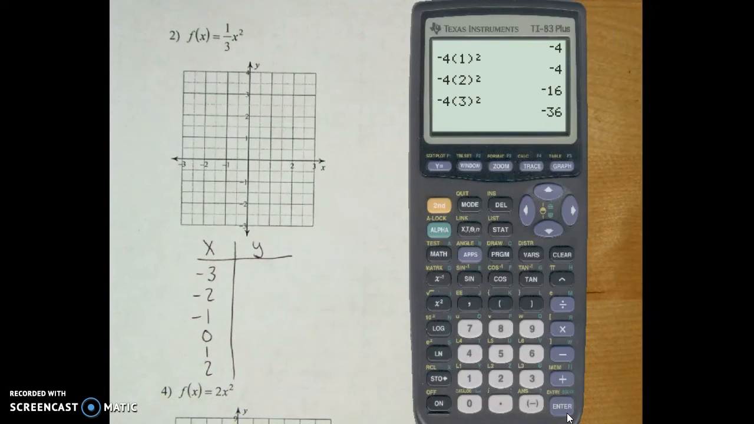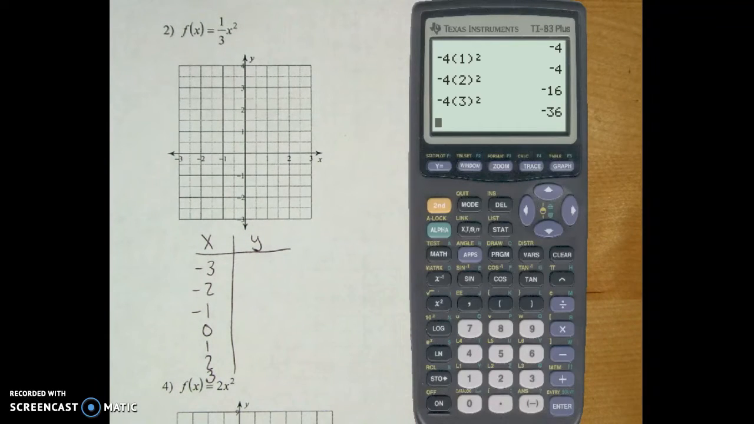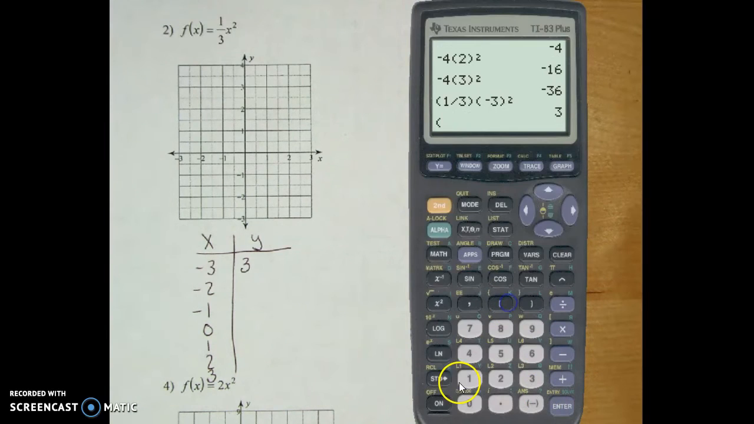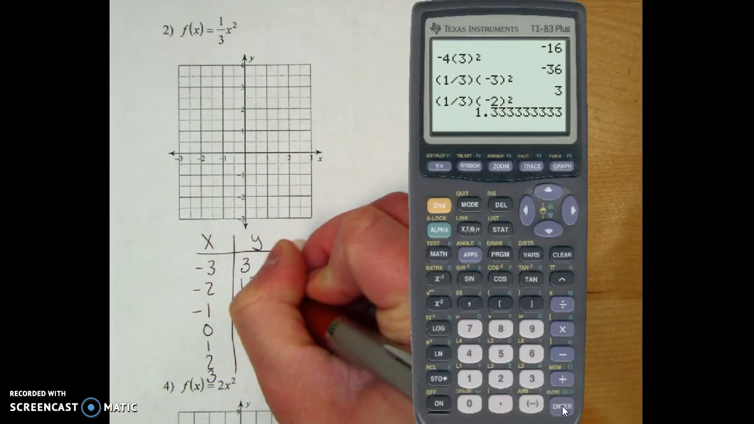So this one is 1/3 x squared. I already have my table. I forgot the 3 though. My bad. So now for 1/3, you're going to have to type it in like this. Don't do 0.33 because we're not rounding. So 1/3 times -3 squared is 3. Okay, and then 1/3 times -2 squared. We're going to do 2 decimal places, so 1.33.